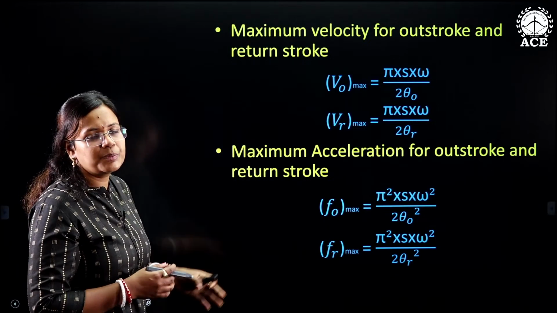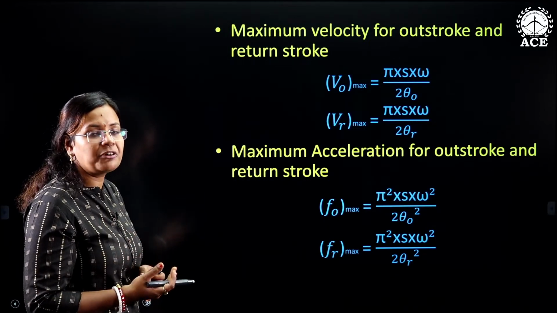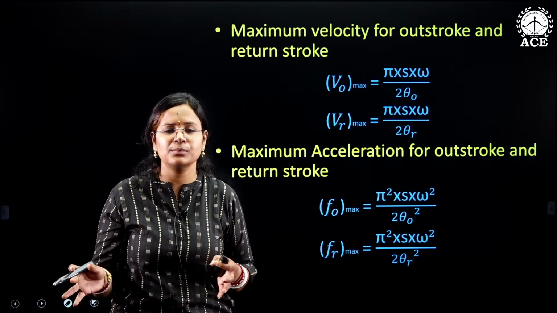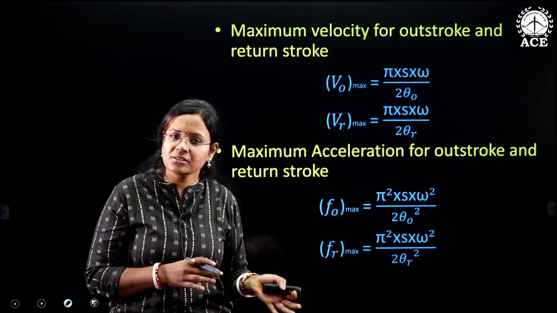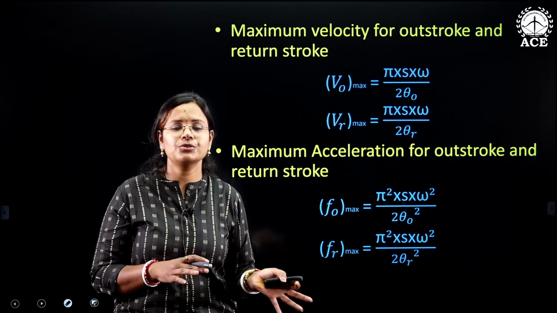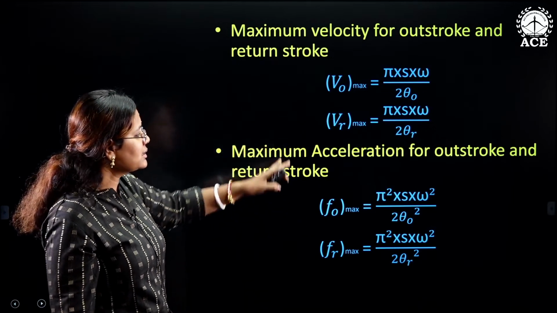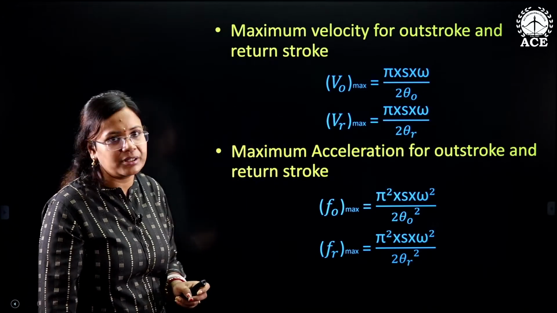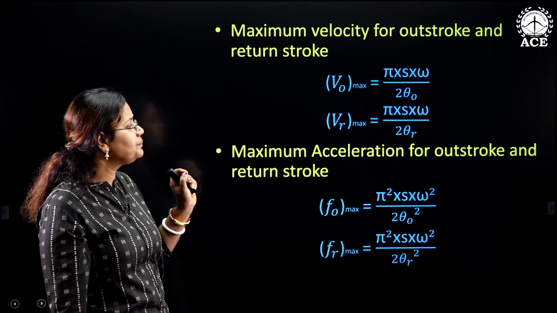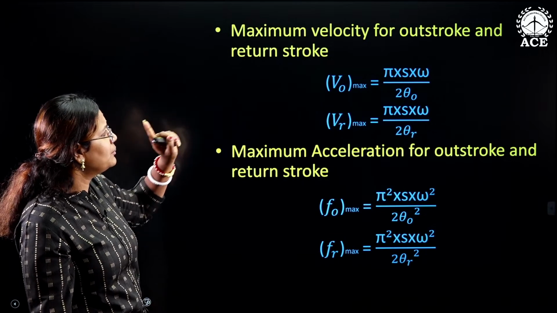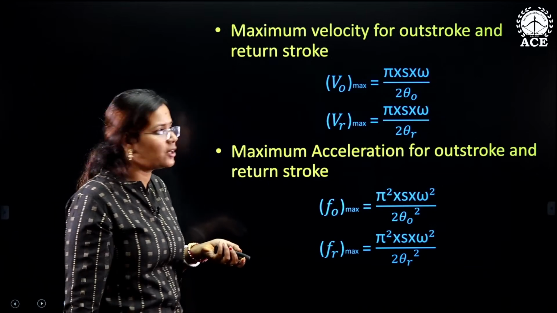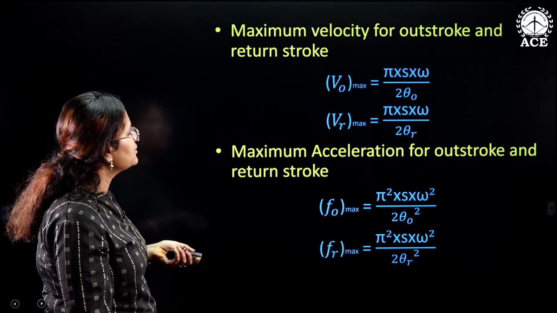Why are we discussing all this? Because in the construction of the cam profile, finally they are going to ask to determine the maximum velocity for the return stroke and outstroke, and the maximum acceleration for the outstroke and return stroke. So these formulas are important from that point of view. This formula is only valid when you have SHM kind of motion of the follower. It will be mentioned in the question. We will discuss one of them in today's class.